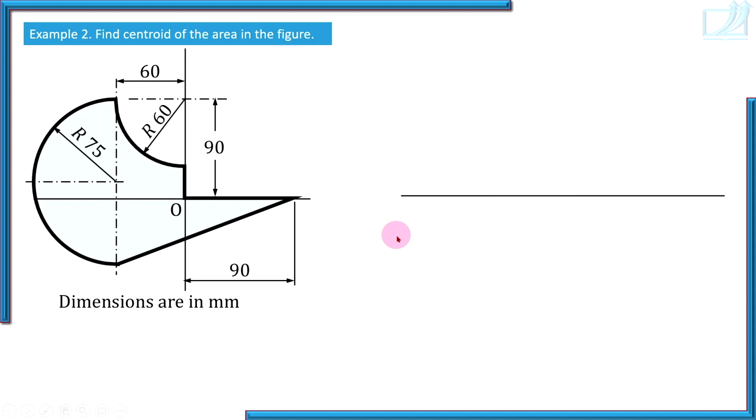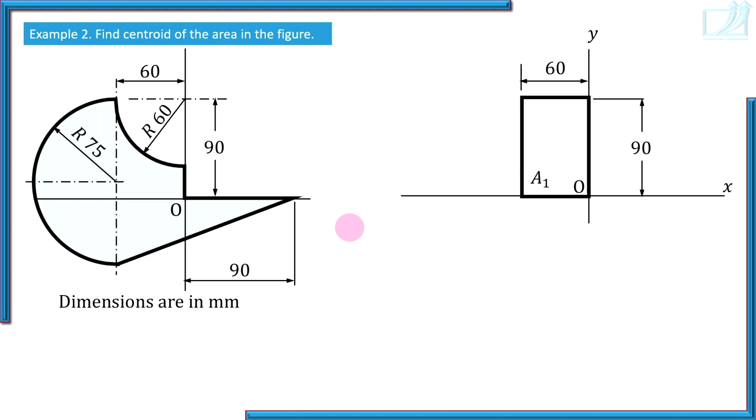First of all, draw the XY axis and origin. Construct this area shape by shape. One by one, draw these shapes and immediately insert dimensions properly. So the rectangle, base and height. I have inserted base and height. I have labeled it as area A1. Immediately label it as area A1.